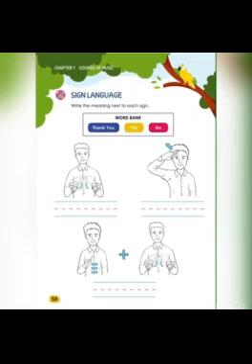The first sign here, this sign is for yes. The second sign is for thank you. The third sign is for no. And the one behind it is for yes.